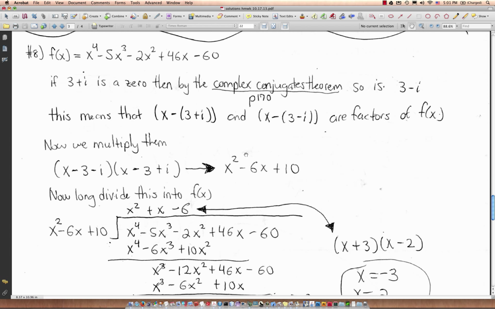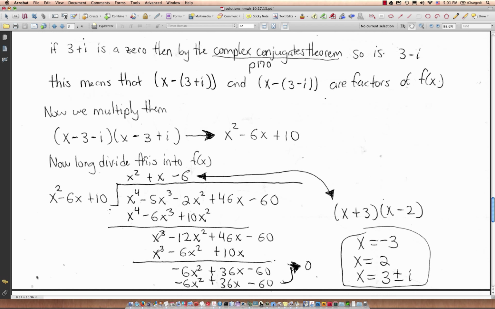Number 8. Given the function, if 3 plus i is a 0, then by the complex conjugates theorem on page 170, so is 3 minus i. What this means is that x minus 3 plus i and x minus 3 minus i are factors of the function. So what we're going to do is multiply them. So we set them up like this. After we multiply, I want you to multiply this out by hand by yourself and make sure that you get the same thing here. This is the correct answer. You're going to get x squared minus 6x plus 10.